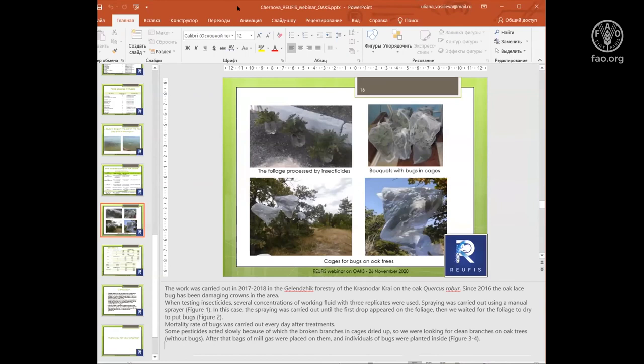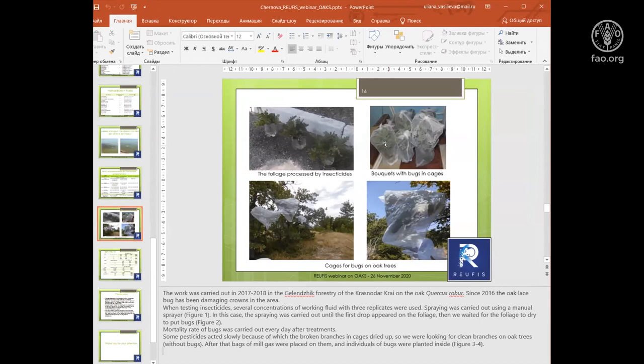Second slide, please. Old presentation. One moment. You can see the foliage treated by pesticides, a bouquet with bugs in cages, and cages for bugs on oak trees.